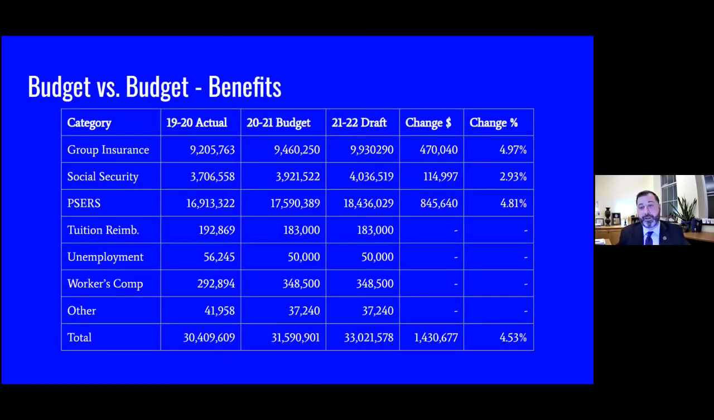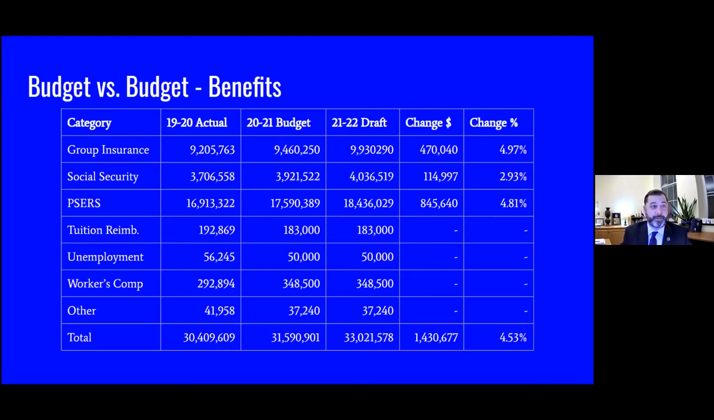To look at that in actual dollar amounts, you see, just shy of 5% in health insurance increase. Social Security up again due to payroll, and then that significant PSERS number. That the percentage only went up from 34.54 to 34.91. However, because we have an increase in salaries, that number gets quite significant. So our benefits increased just over $1.4 million, about 4.5% from the previous year.